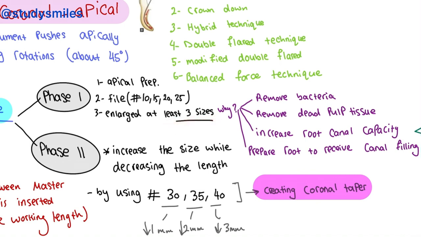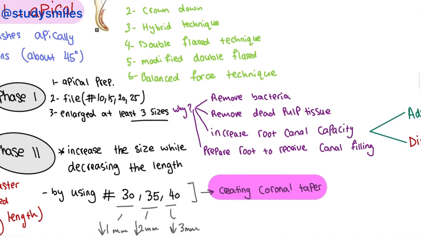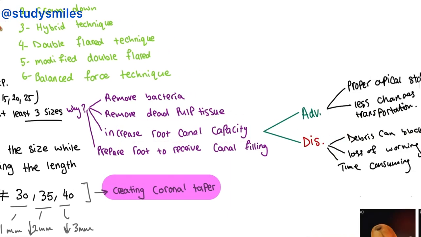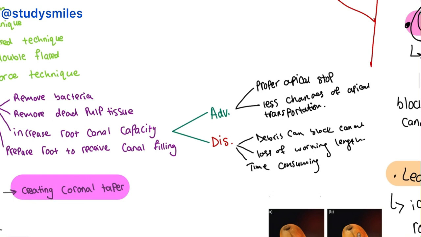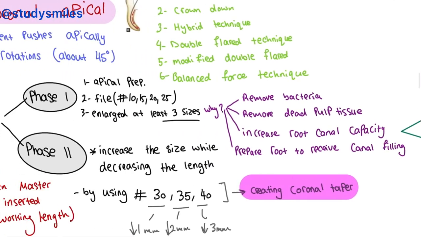So why do we need to approach at least 3 sizes? It's because we need to remove the bacteria, we need to remove the dead pulp tissue, we need to increase root canal capacity, and also prepare the root to receive the canal filling. And why are we increasing the root canal capacity? The advantages are that we will have a proper apical stop, and there will be less chance of apical transportation. The disadvantages are that the debris can block the canal, loss of the working length, and it's usually time consuming.